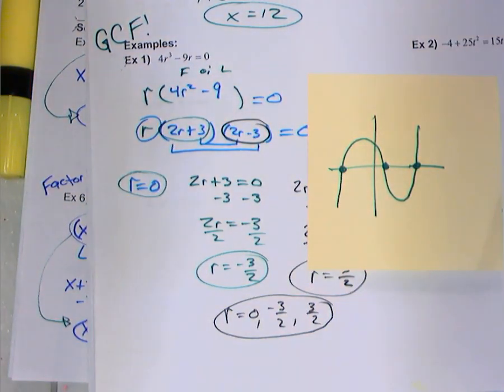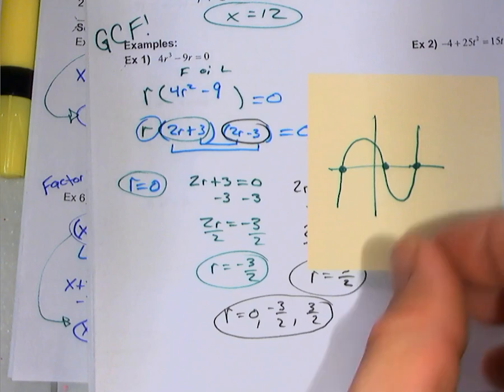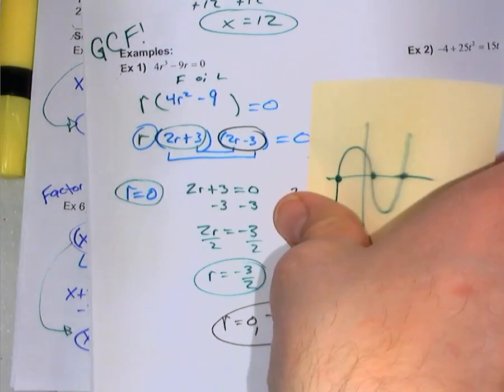There we go. So that's where the 3 answers are, where it's touching or crossing the x-axis. So it's crossing at 0 and then plus or minus 3 halves. Okay, so good stuff. All right. Questions, y'all?